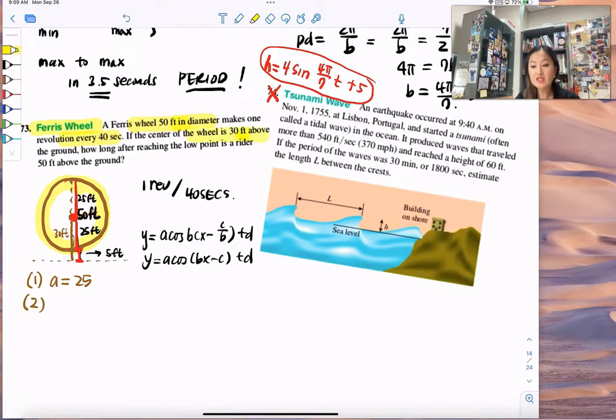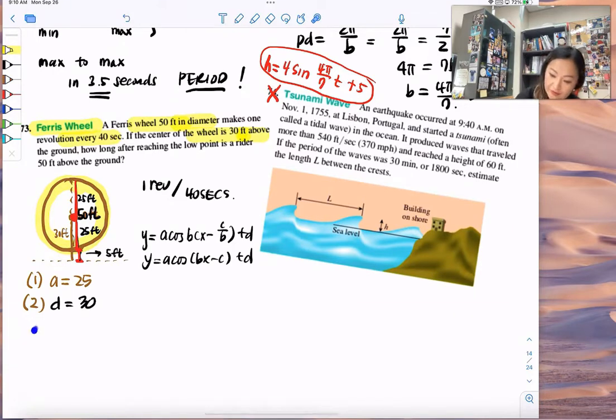It says here, the center of the wheel is 30 feet above the ground. That implies to us that D is 30. Midline is 30, because the midline actually gives us from here to here. It's above the ground here, and then it's below the ground here, if you think about it. We got so much so far.